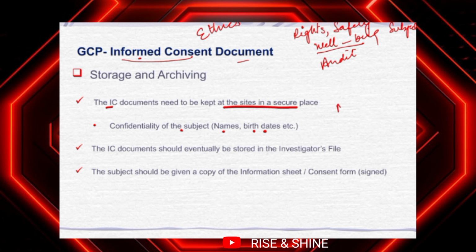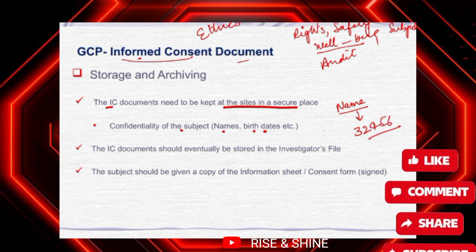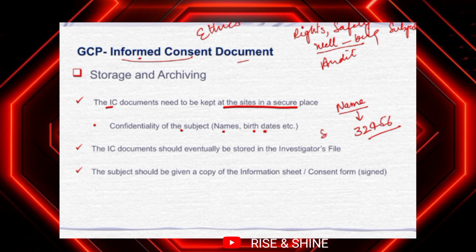This is the reason that in a clinical trial the name is replaced with some numbers or some combination of alphabets, like this type of number will be given instead of a name. So going forward they will be reading it as a subject ID. The informed consent document should eventually be stored carefully in the investigator file. The subject should be given a copy of the signed information sheet and consent form. And always remember, consent is an ongoing process.